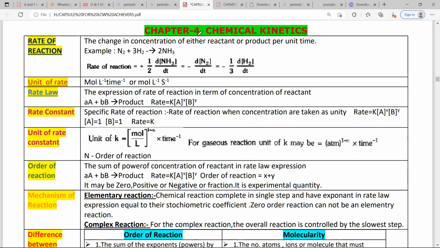Last minute revision for chemical kinetics. The rate of the reaction, that is the change in concentration of either reactant or product with respect to time, is the rate of the reaction.